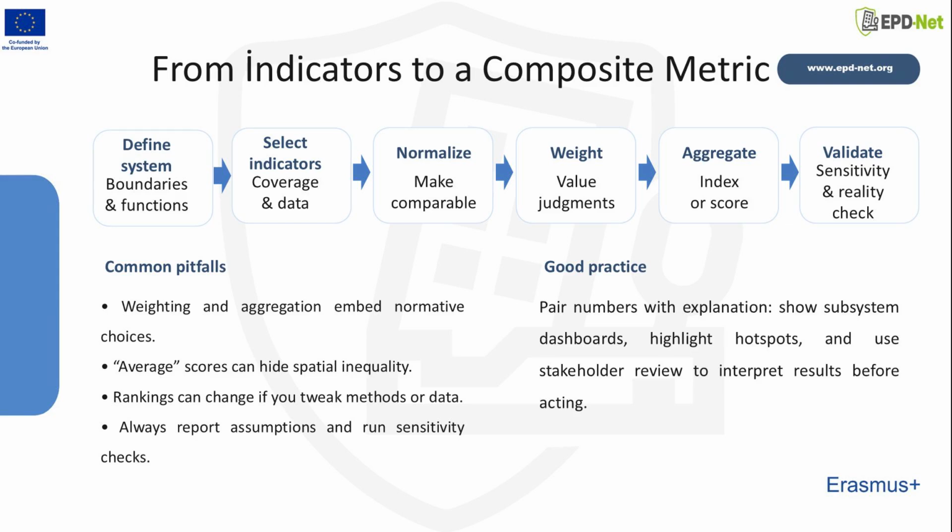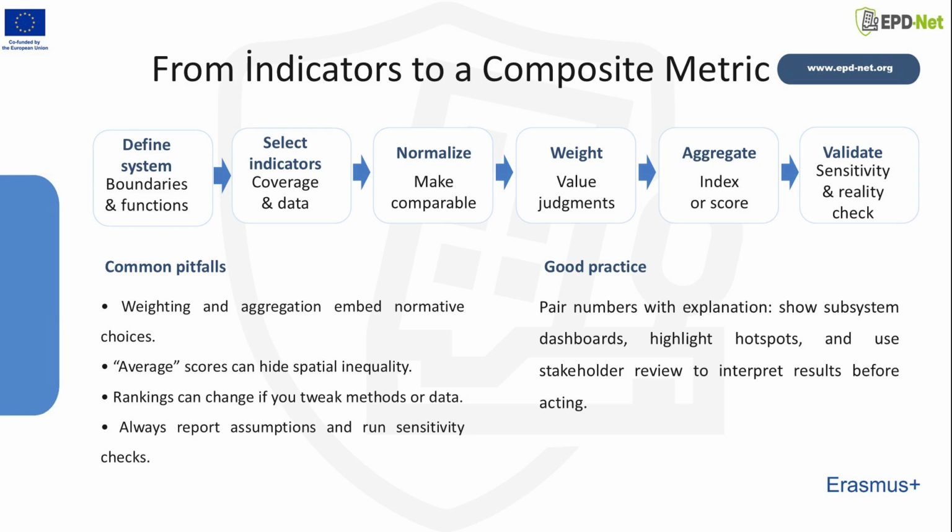Building a composite resilience metric usually involves a sequence of steps. First, define the system boundaries and essential functions. Second, select indicators that reflect the conceptual framework and available data. Third, normalize the indicators so that different units can be compared. Fourth, assign weights. Fifth, aggregate the data into a composite score or set of scores. Sixth, validate the result through sensitivity checks and comparison with on-the-ground knowledge.